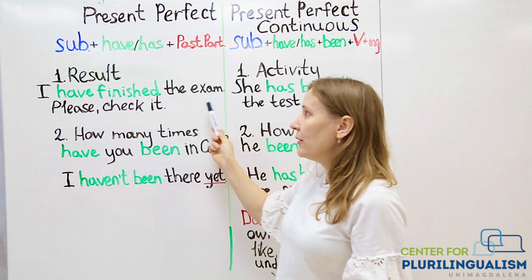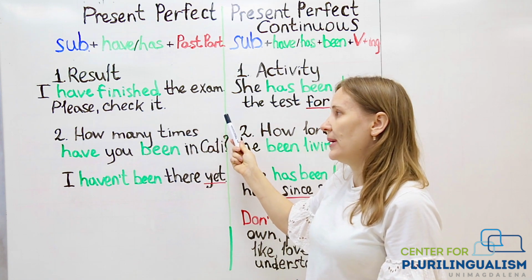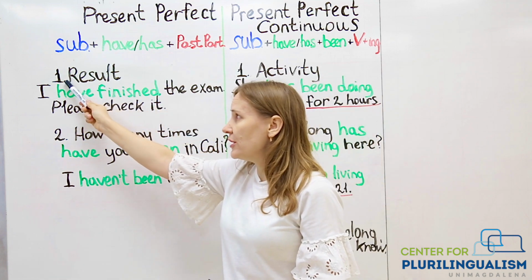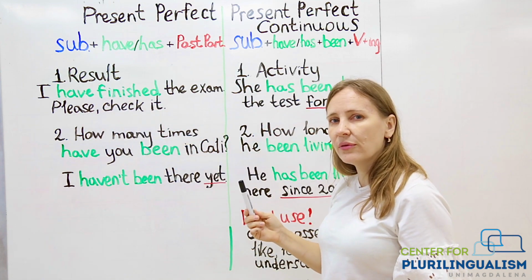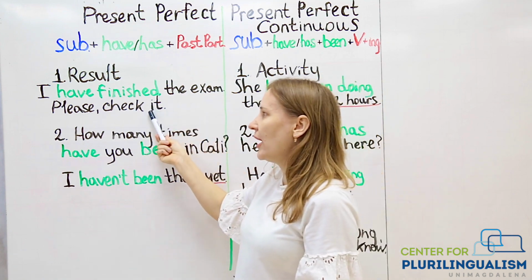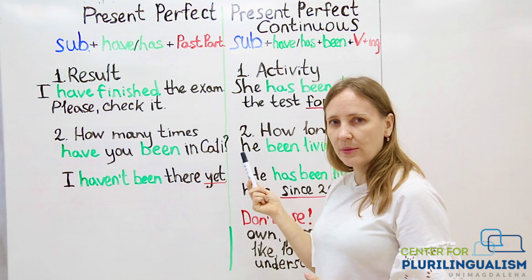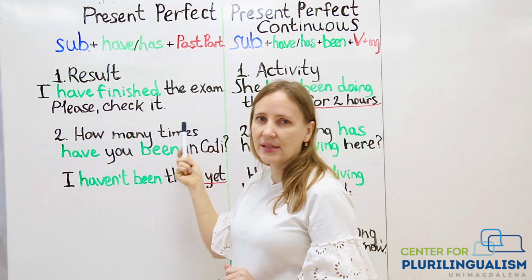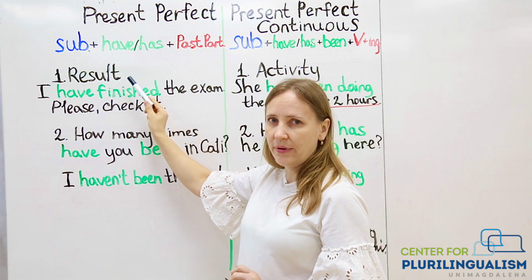So now also let's look at how and when we use present perfect. Present perfect is used to speak about results. So when we focus on a result, I have finished the exam, please check it. So here is my exam, it's ready to check. The result is important. We do not mention the time when we finished the exam. We are focusing only on the result.